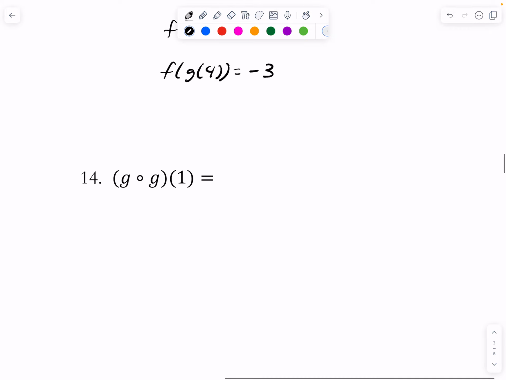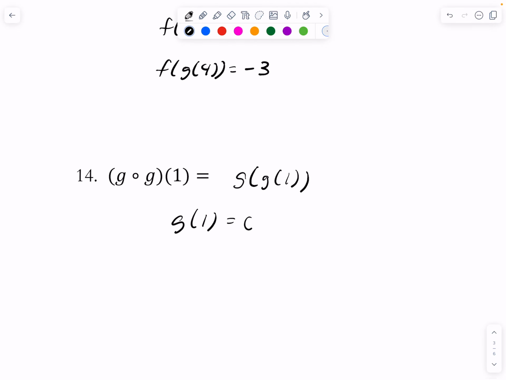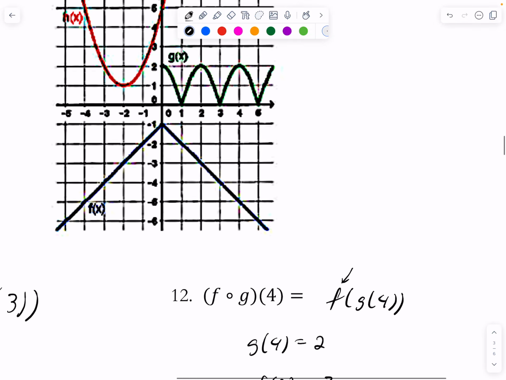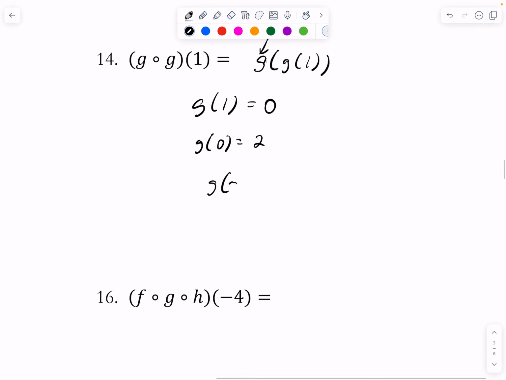Okay, 14. G of g of 1. So do g of 1. G of 1 is 0, right? It's on the x-axis. So now I'm doing g of 0. That's that first letter. So g of 0 is going to be 2. So g of g of 1 is 2.